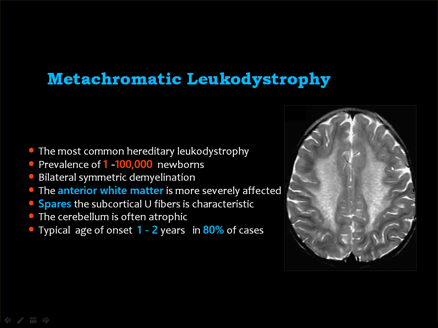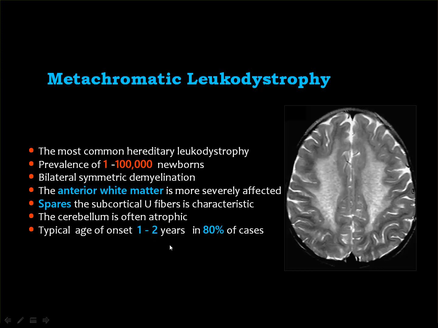One of the prominent features also is the sparing of the subcortical U fibers. The subcortical U fibers are these areas where, if you look carefully, you see a dark signal bordering the edge of the white matter. And this dark signal represents the normally myelinated white matter, while the bright signal represents the unmyelinated white matter.